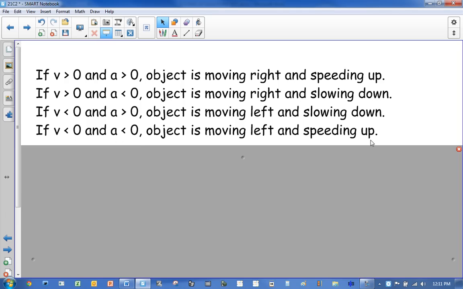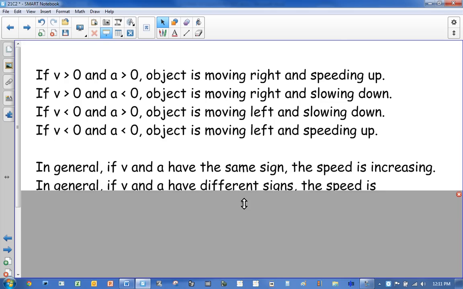That may take you a little bit of time to figure out, but that's kind of how I think of it. If the velocities are negative, but they are getting less negative, that means that the object is moving left and slowing down. If the velocities are negative and they are getting more and more negative, then the object is moving left and speeding up.